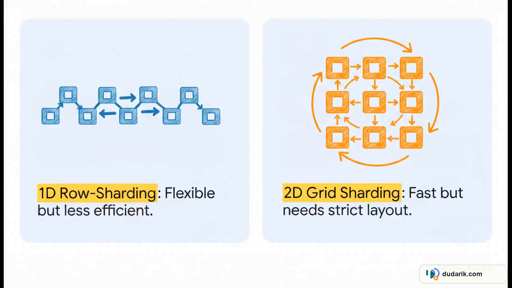So the researchers actually offer two different flavors here. On the left, we have 1D row sharding. This is kind of your flexible option. It works great if you have linear GPU chains or slightly mixed heterogeneous clusters. But it does trade a bit of efficiency for that flexibility.